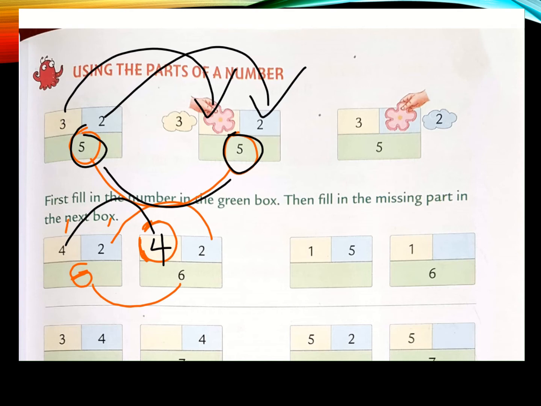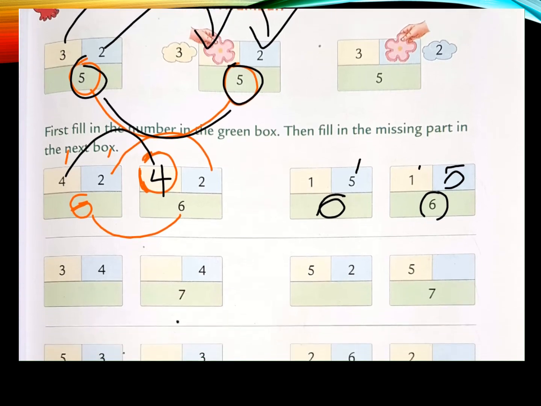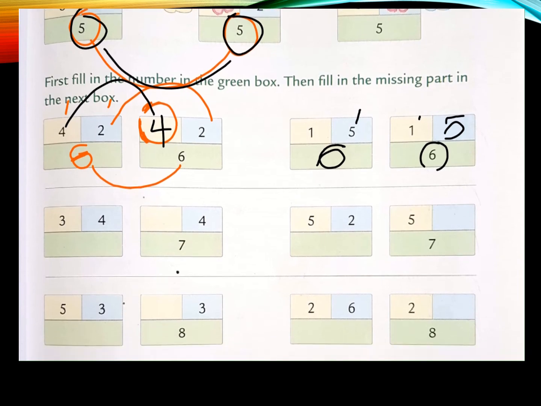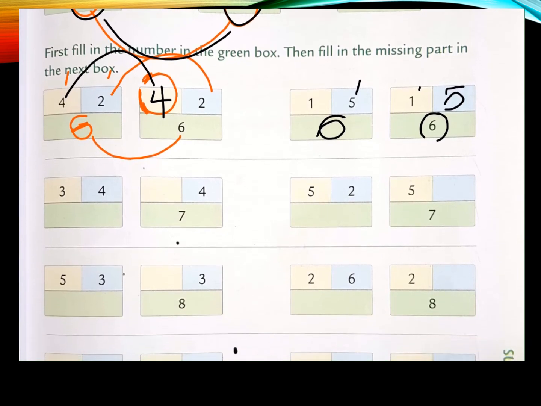Let's do the next one. So you have 6 here, so here it has to be 6 again. 1 and 5 is 6. You have to only fill in the blanks using the correct number.